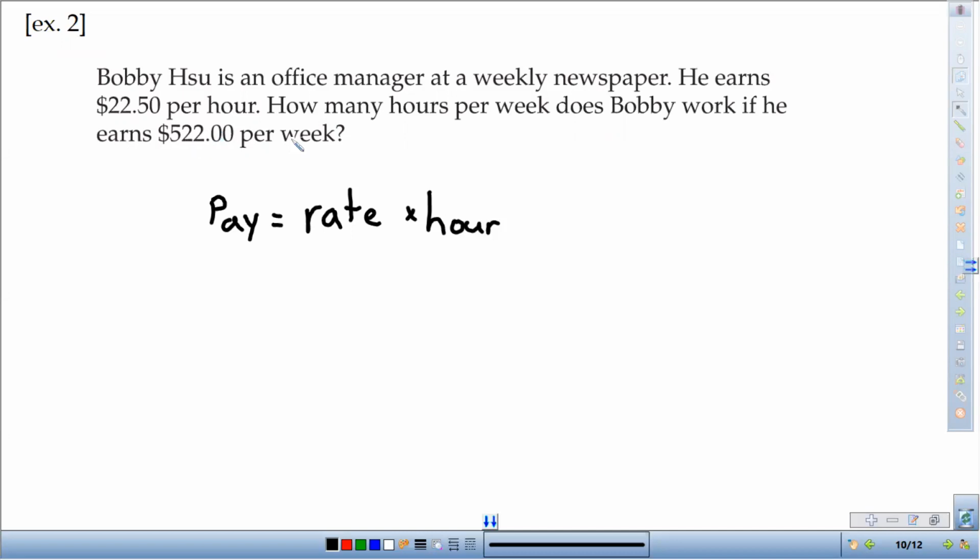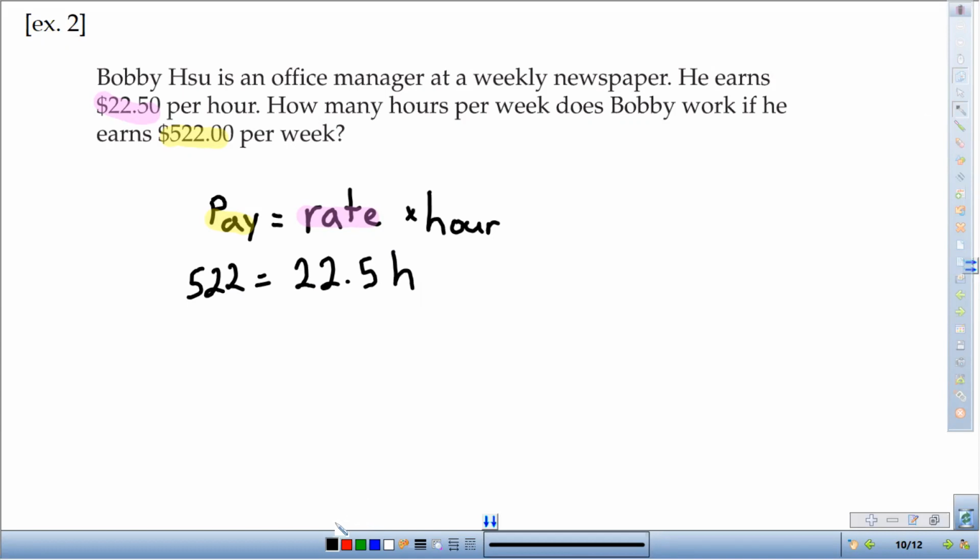The $522 per week, that is how much we got paid. So I'm gonna replace that here. And then the $22.50 was the rate, so I'm going to replace that there. And we don't know how many hours you worked, so I'm just going to use a variable. I'm going to use H for hours.